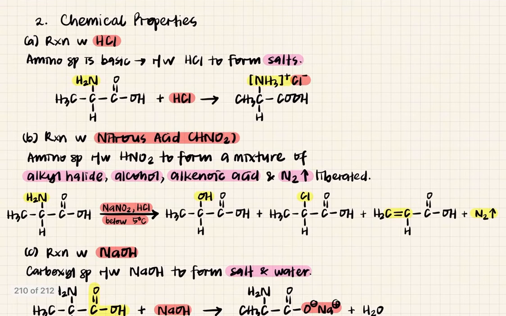Okay, so for chemical properties, there are only a few chemical reactions of amino acids. So first we have the reaction with HCl. So HCl is an acid. Your amino group is the basic part of your amino acid. It will react with the HCl to form salts. So what's going to happen is that your amino group will capture the hydrogen.